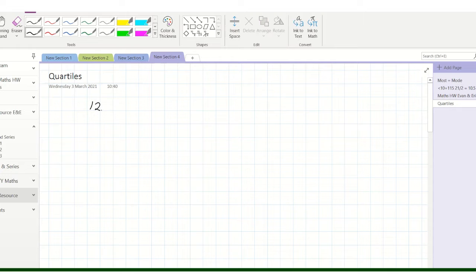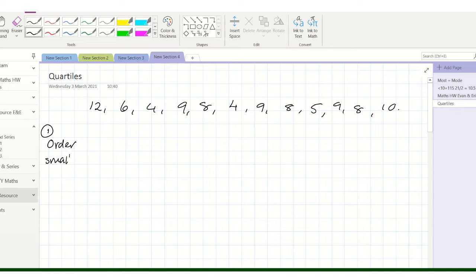So let's say we were given a list of data like this. We have 12, 6, 4, 9, 8, 4, 9, 8, 5, 9, 8, and 10. The first thing to do is order from smallest to largest. So let's do that. We'll start with 4, then we have another 4.